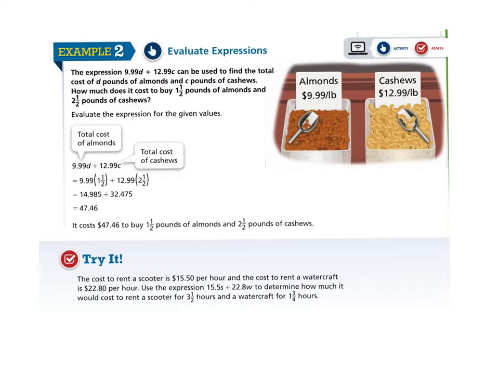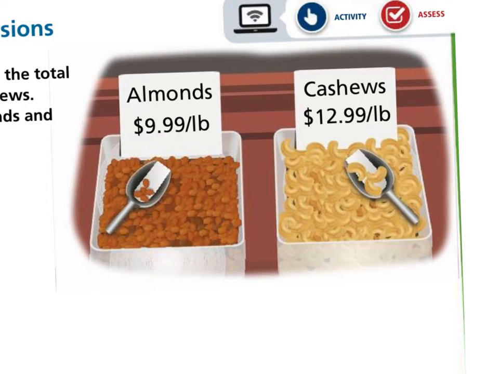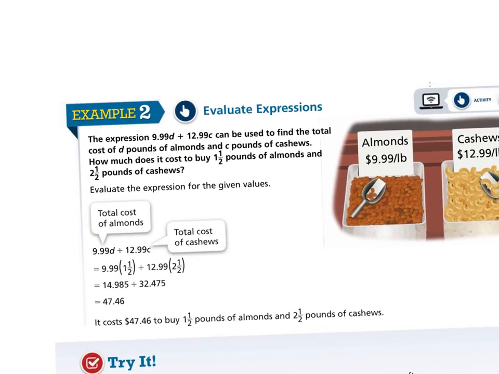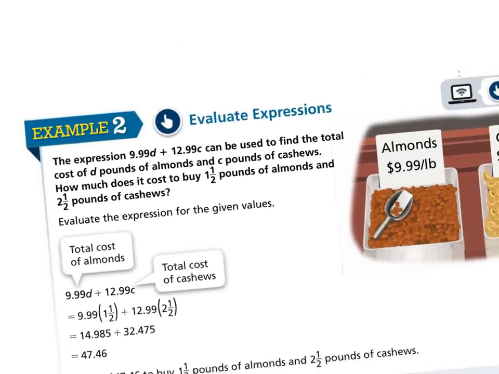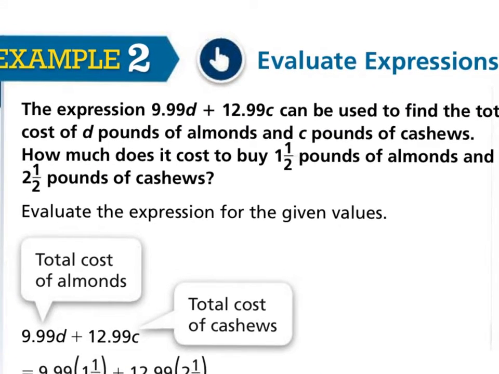Example 2, the expression 9.99D plus 12.99C can be used to find the total cost of D pounds of almonds and C pounds of cashews. How much does it cost to buy 1.5 pounds of almonds and 2.5 pounds of cashews? So they came up with their expression based off of the cost here. Almonds are $9.99 a pound. That's how they got $9.99 times D.